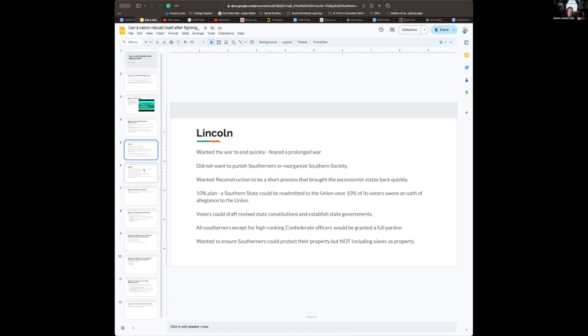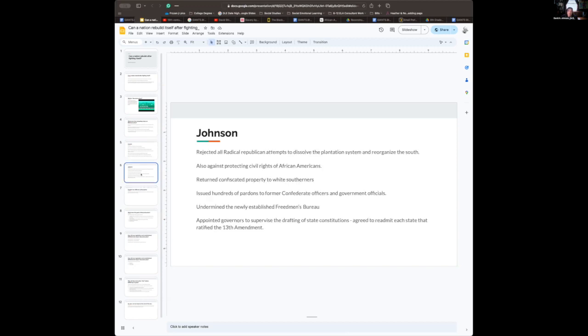He had a 10% plan. Once 10% of the voters in a state swore an oath of allegiance to the Union, that state could be allowed back in. Voters could draft revised state constitutions and establish state governments again. This is what he wanted, and he got parts of it.